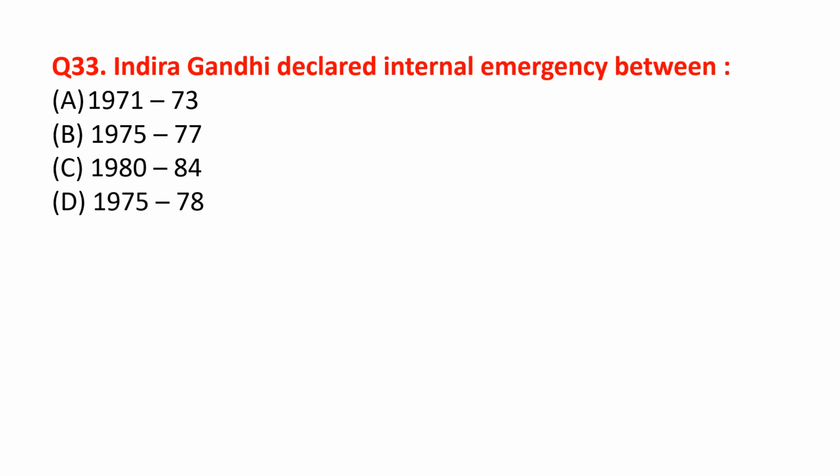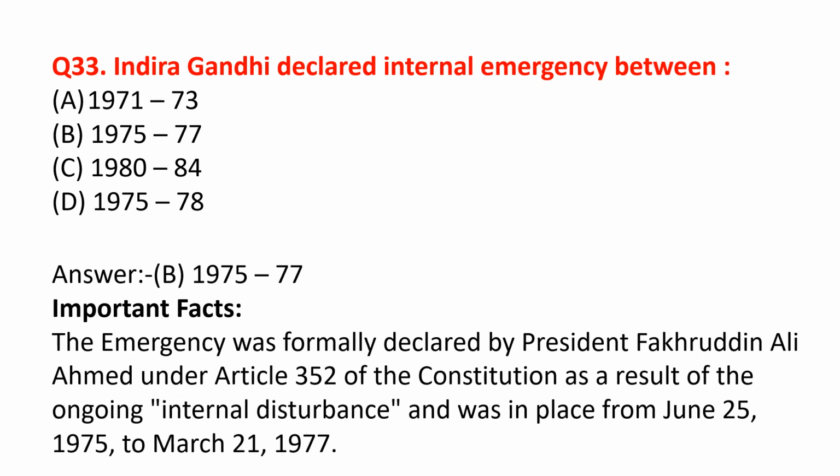The internal emergency imposed by Indira Gandhi is also one of the most important topics of Indian polity. It was imposed during 1975 to 1977. So the correct option is option B. The emergency was formally declared by President Fakhruddin Ali Ahmed under Article 352 of the Constitution as a result of ongoing internal disturbance and was in place from June 25, 1975 to March 21st, 1977.